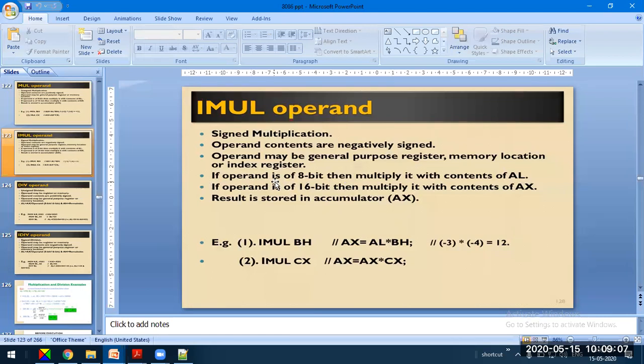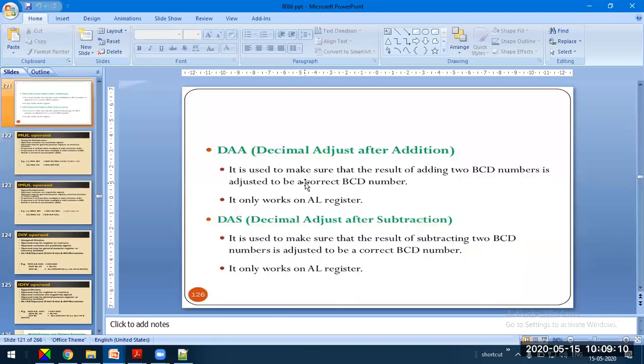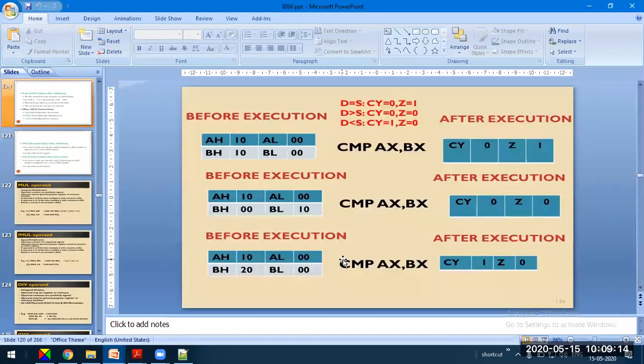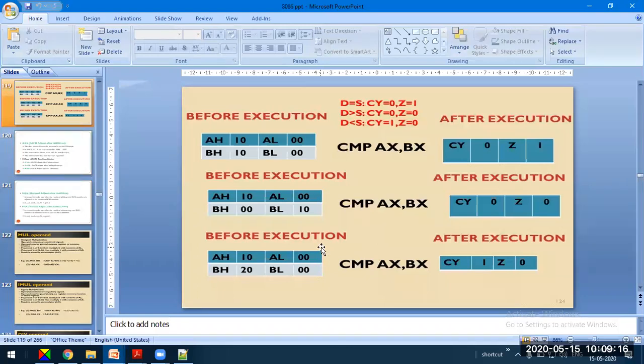So DX is a general purpose register. So what else? We'll see this later.